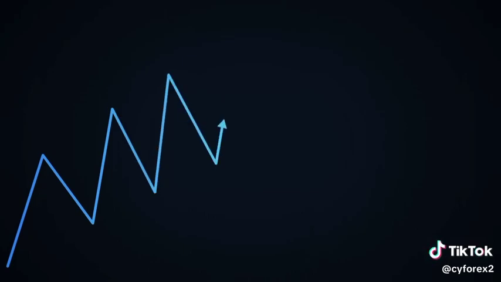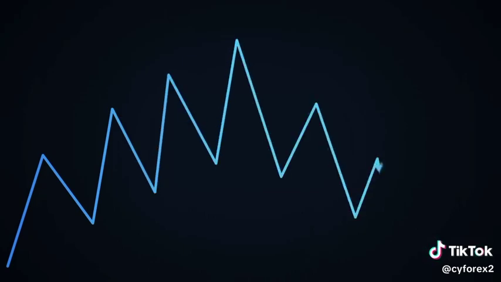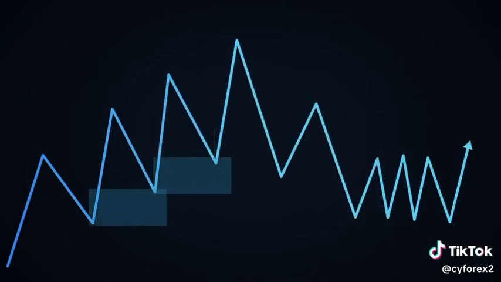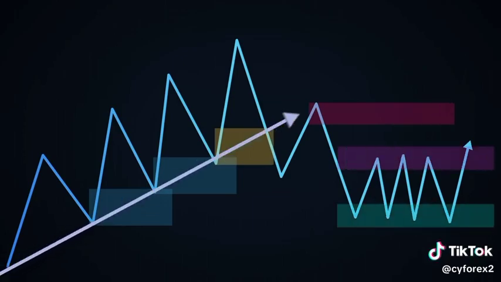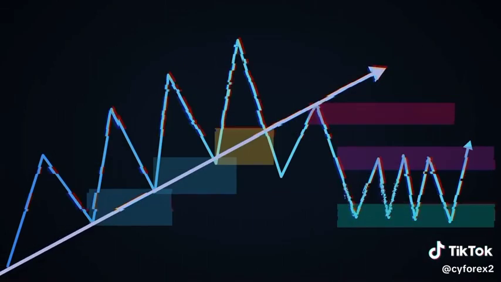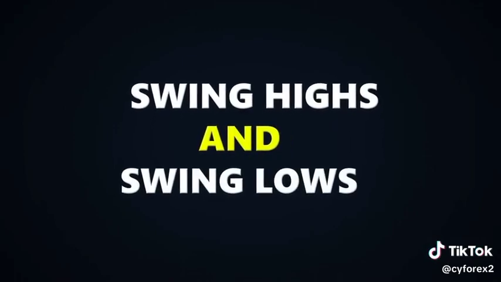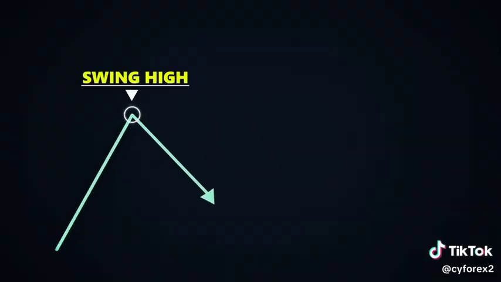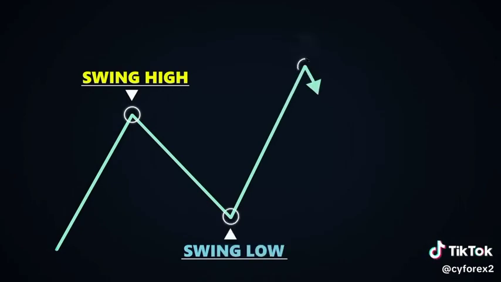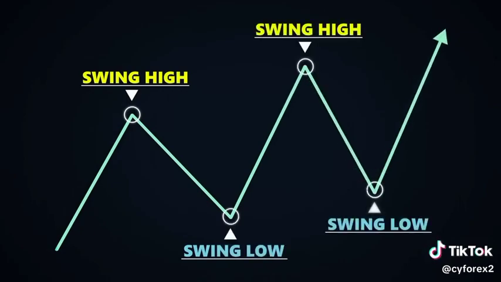Here's a common problem traders face. They look at a chart, and they're not sure if price is trending up, dropping, or just moving sideways. They try to mark zones or draw trend lines, but it still feels unclear. So how do you fix that? It starts with understanding swing highs and swing lows, the key points where price changes direction. A swing high forms when price moves up, then turns and starts falling. A swing low forms when price moves down, then turns and starts rising.